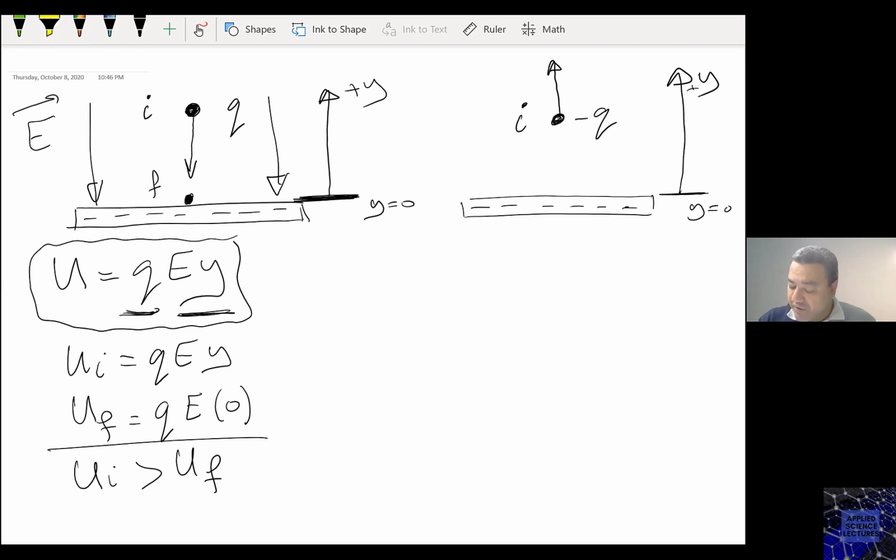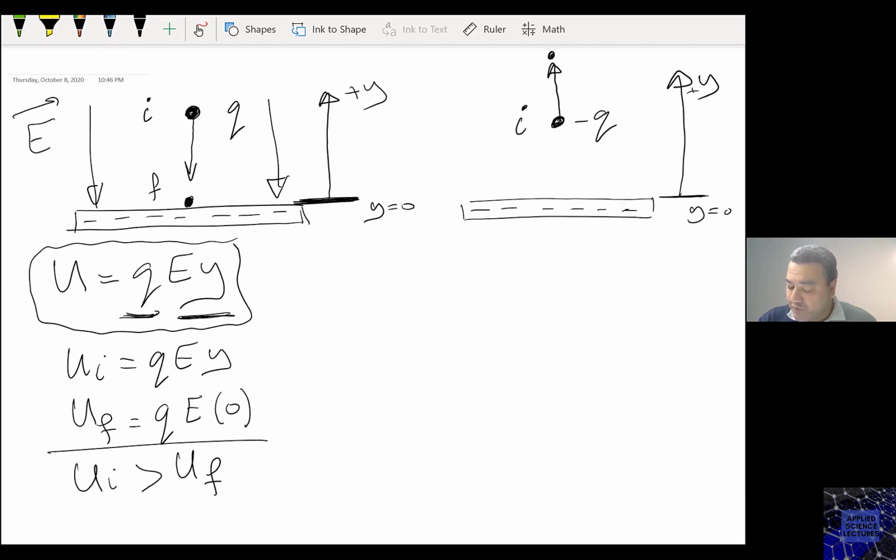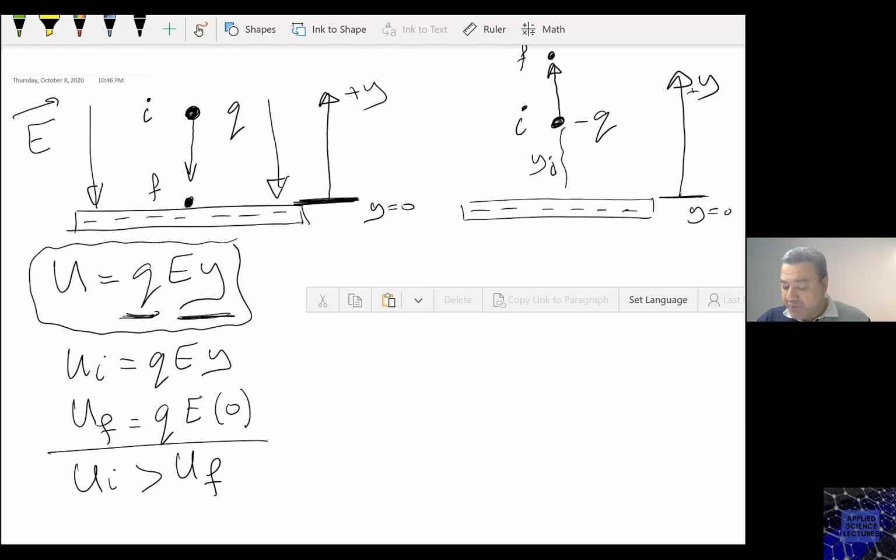So if it goes in this direction, let's assume that this point is in its way going toward decreasing its potential energy. I want to evaluate the electric potential energy at I and at F. So in this case, again, this is my reference. So this one is Y1 or YI. And this point is YF.